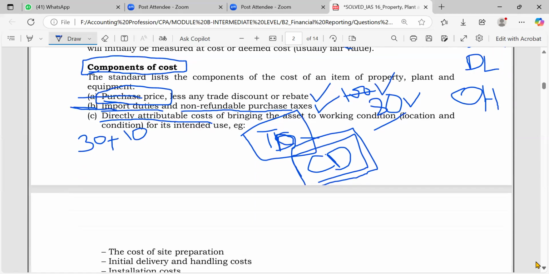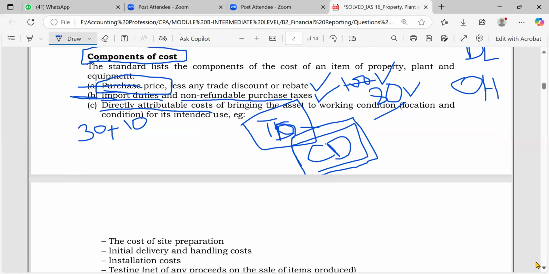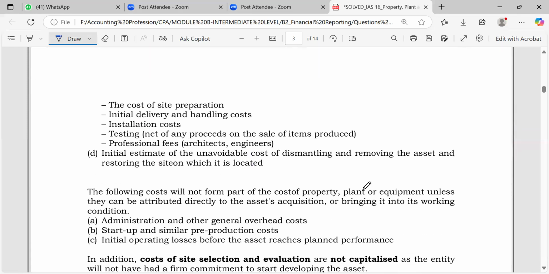So I'm speaking all this so that later you do not use much energy to memorize it. You may find yourself thinking, I have to memorize this and this. No, think of it as you are doing it in the normal course of business. So you can see the cost of site preparation, initial delivery and handling costs like the transportation I told you, and installation. Let's say you have to fix that.